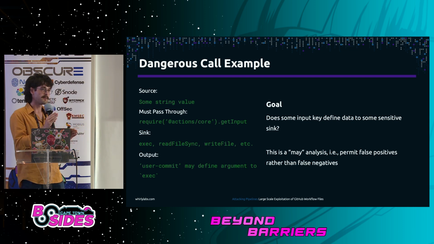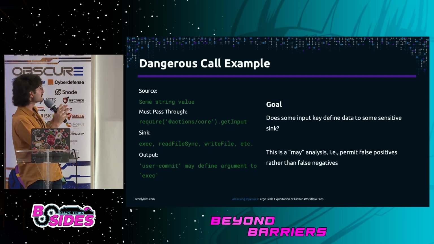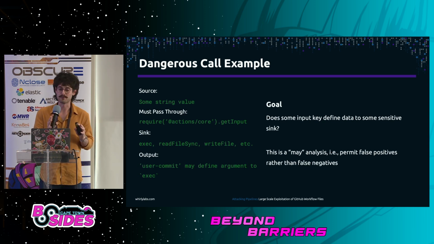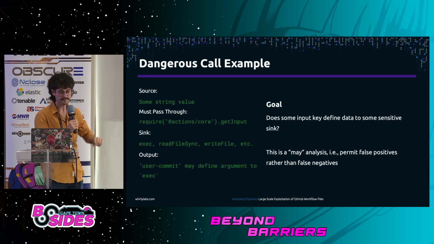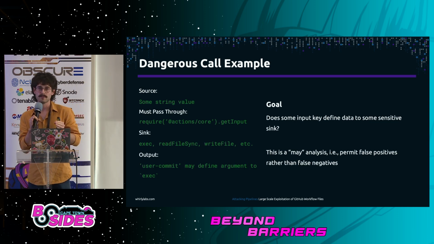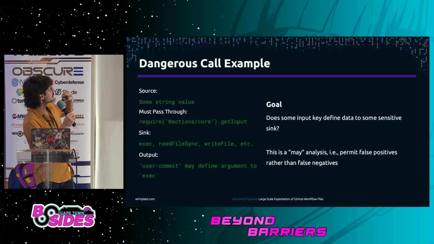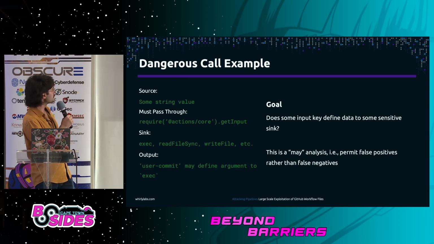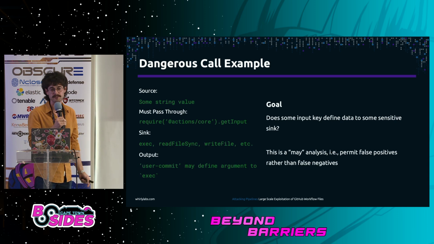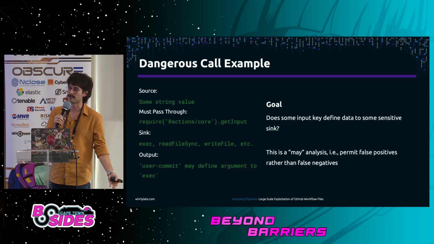Now I'm going to describe the data flow analysis. That's just a term for tracking data. Does data at one point reach another point? And when it comes to JavaScript, the way to take an input is the getInput argument, and then the kind of sinks that are dangerous we're looking for, like exec, read file, write file, etc.